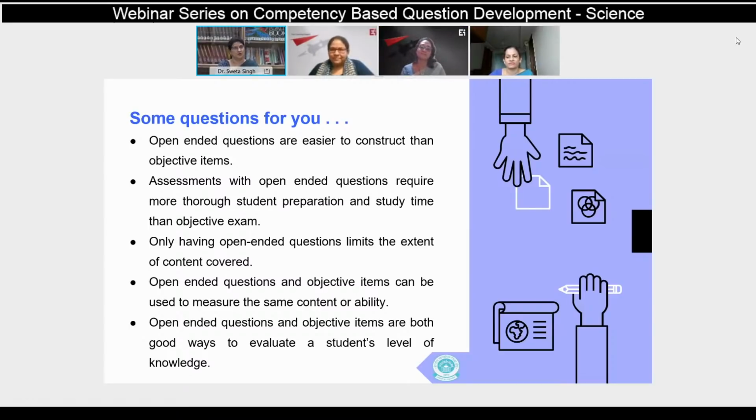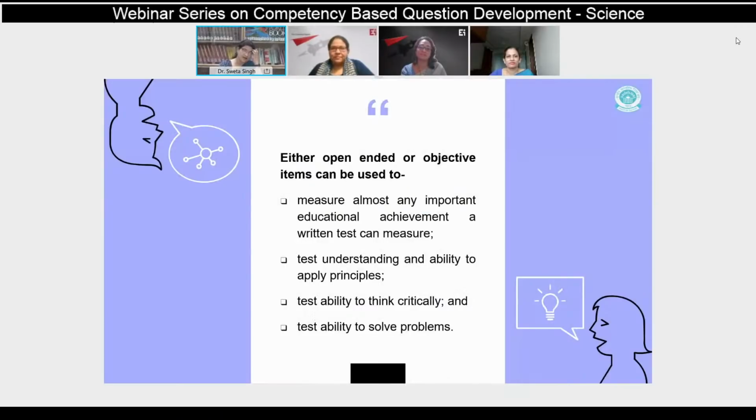So just to conclude, we can say that either it is an open-ended or an objective assessment item, both of them can be used to measure almost any important educational achievement which a pen and paper written test can measure. We can test understanding and ability to apply principles through both these mechanisms. We can test ability to think critically and also test the ability to solve problems.